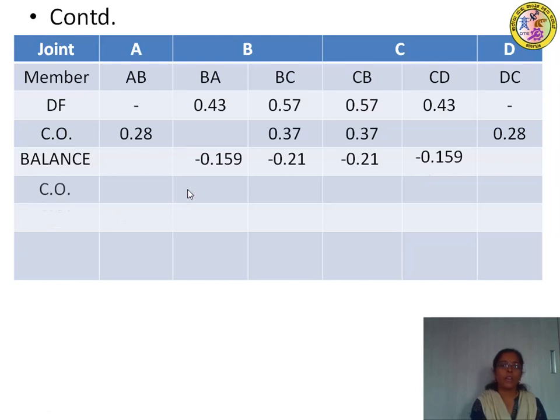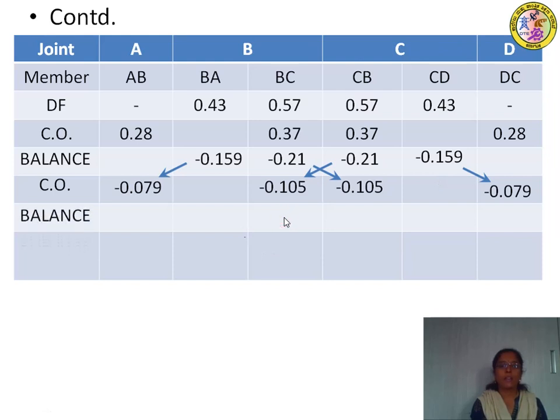Now again carrying over from BA to AB, half of minus 0.159, minus 0.079, from BC to CB, half of minus 0.21, minus 0.105, from CB to BC minus 0.105, and from CD to DC minus 0.079.